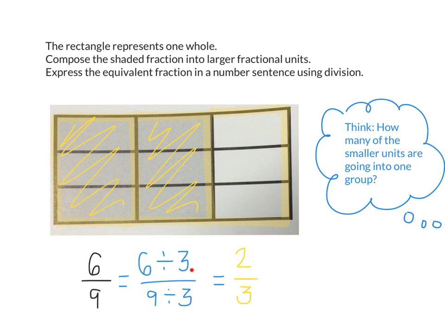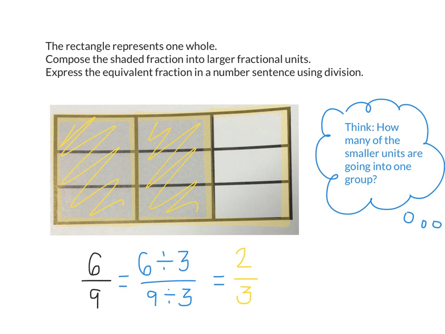Is 6 divided by 3, does that equal 2? Yeah. Great. Does 9 divided by 3 equal 3? So using a picture and using division, we can prove that 6/9 is equal to 2/3. We are composing, or putting together, smaller size units into larger units to rename it in an equivalent way.